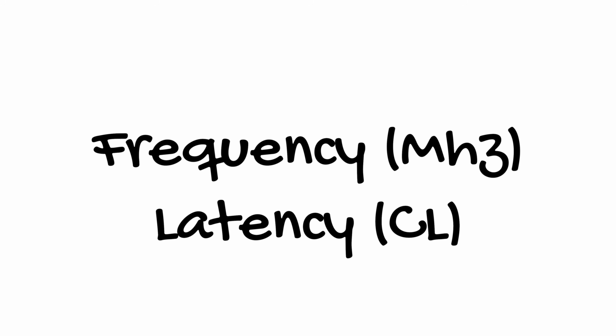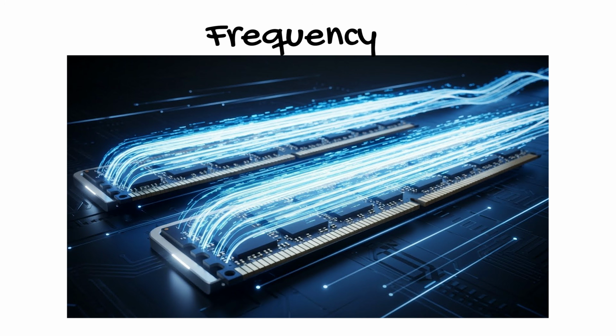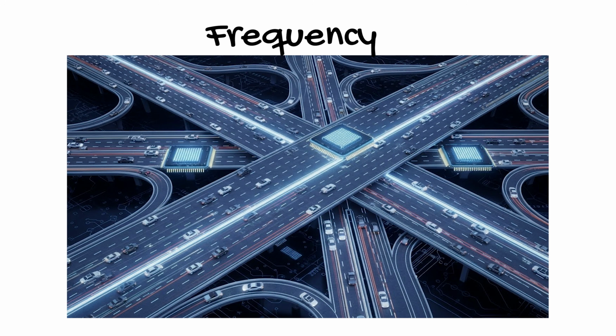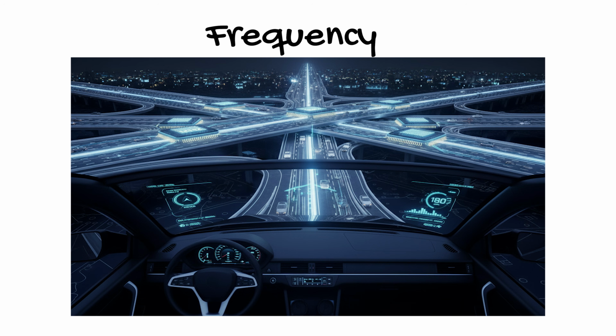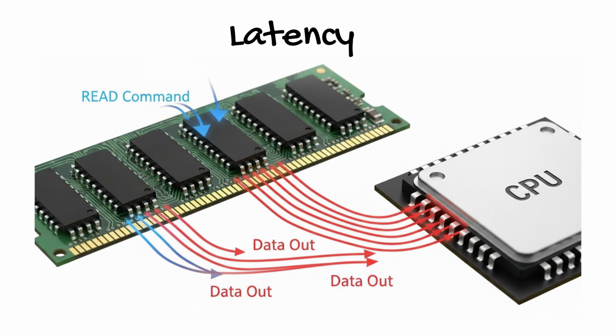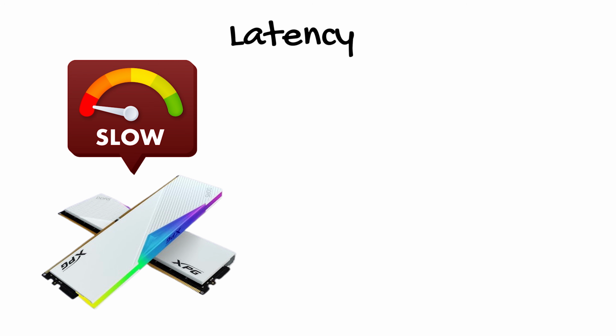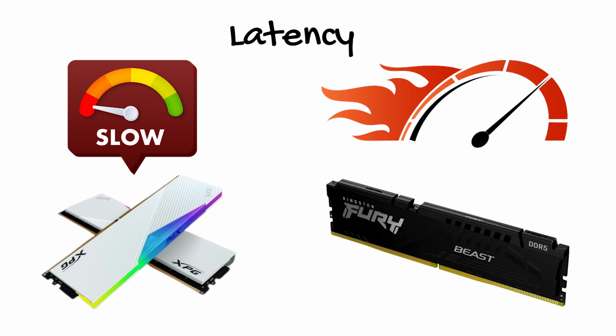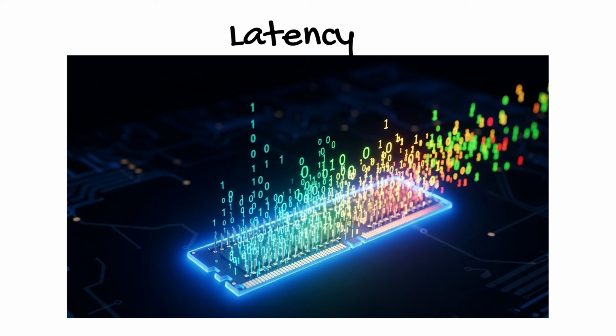Frequency and latency. Frequency in megahertz is the raw speed, how much data passes through per second. Imagine it as the width of a highway. The higher the megahertz, the more cars or data fit. Latency is the time it takes for the RAM to receive a command and start sending the first piece of data. A 6000 MHz RAM with very high latency can feel slower than a 5200 MHz kit with low latency because it takes longer to get moving.